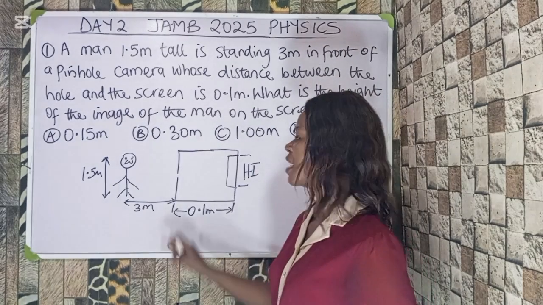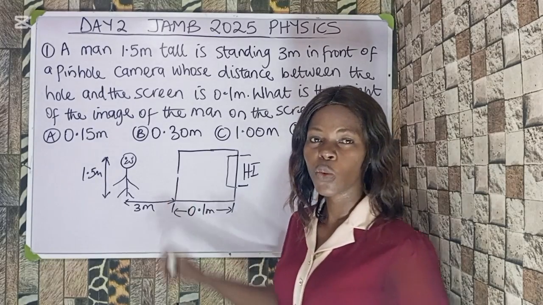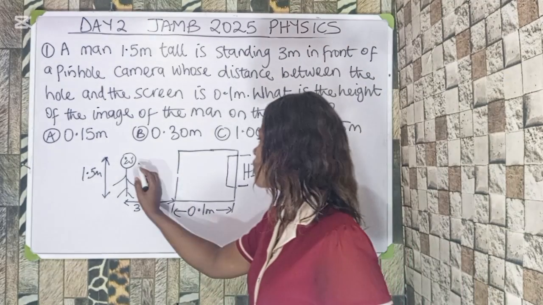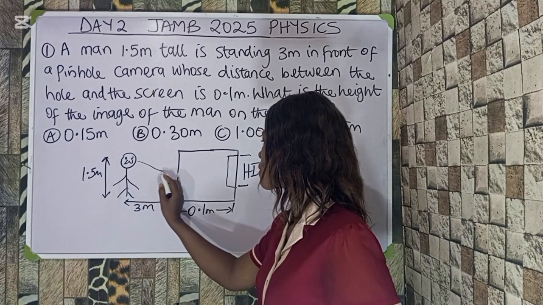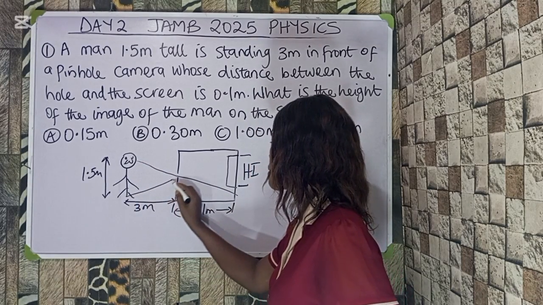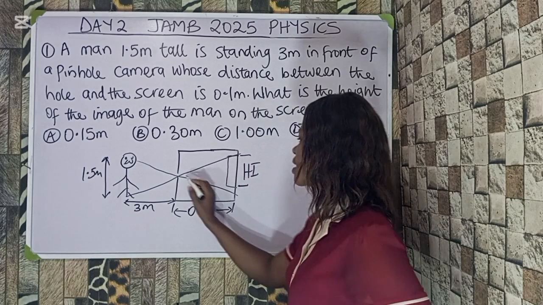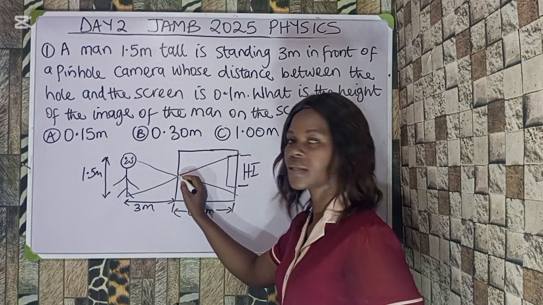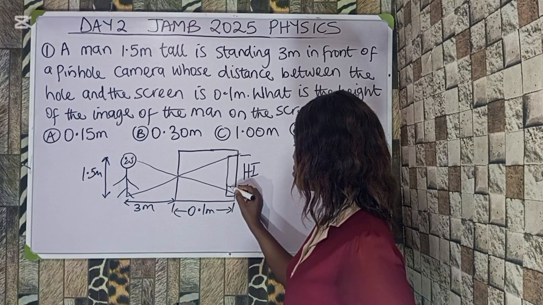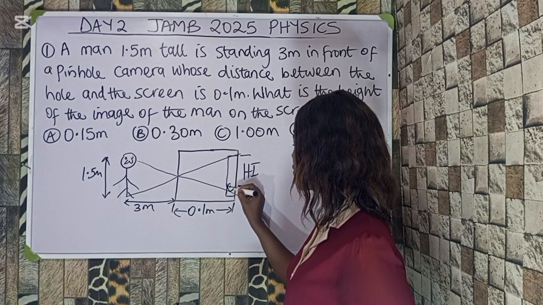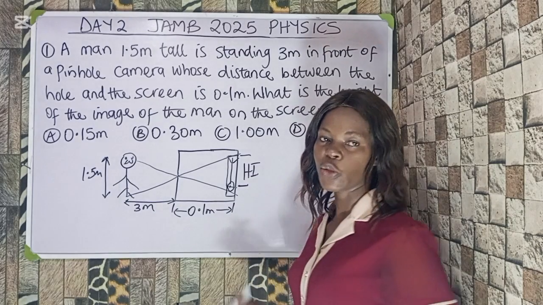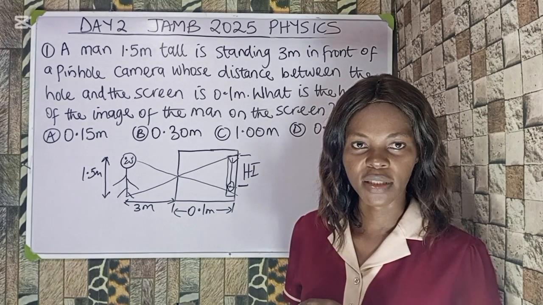And remember that the image formed by a pinhole camera is always inverted, in case you see it as a theory question. Now we have it this way. The intersection at this point makes the image to be inverted. Let me extend this one. Is that clear? Alright, so we're going to use magnification to solve this particular problem.